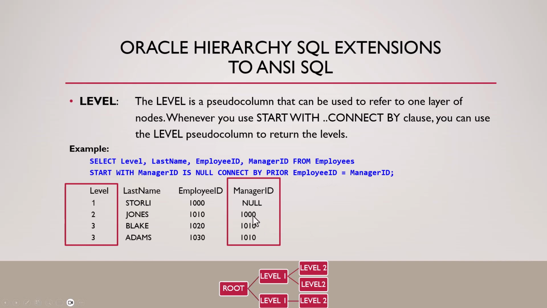Level 2 would be the reporting structure, because we're saying connect by prior employee ID equal to manager ID. So the manager ID for the current row for Jones would be 1000. That would be me. So as you can see, Jones is therefore reporting to me, and he will be level 2. Now Blake does not report to me. Blake reports to Jones because he reports to 1010, which is Jones's employee ID. And the same is true with Adams. So both of those guys will be level 3 because of the reporting structure. So that's what the level pseudo column will do.